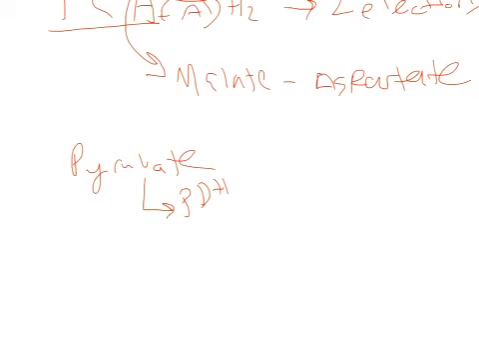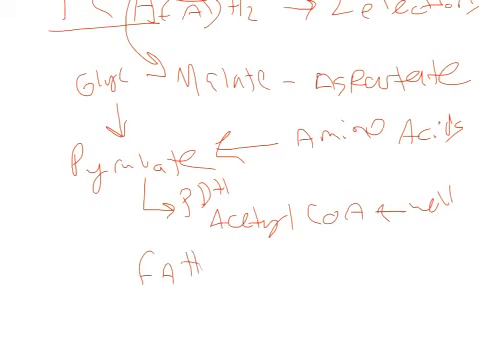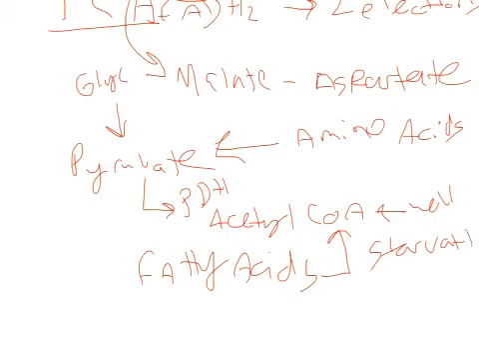Now in the well-fed state, most pyruvate comes from glycolysis, but in the starvation state, most pyruvate comes from the amino acid skeletons. And we're going to look at that a little bit more later. So this gives us acetyl-CoA, and this is primarily from the well-fed state. And fatty acids give us acetyl-CoA in the starvation state.